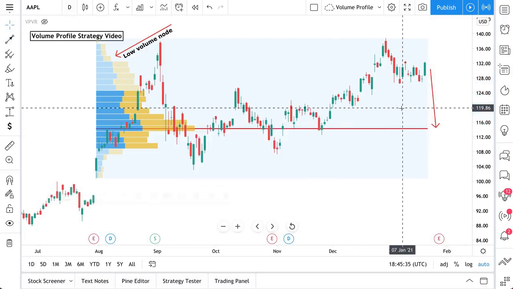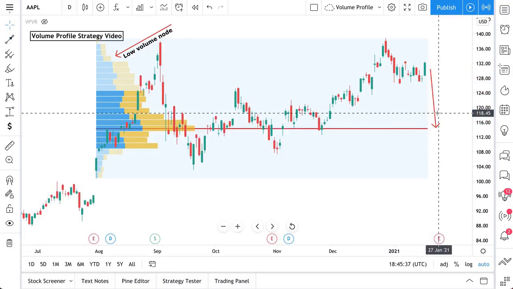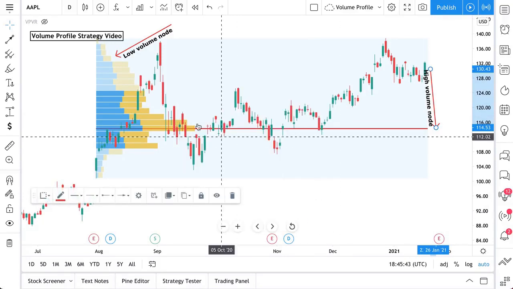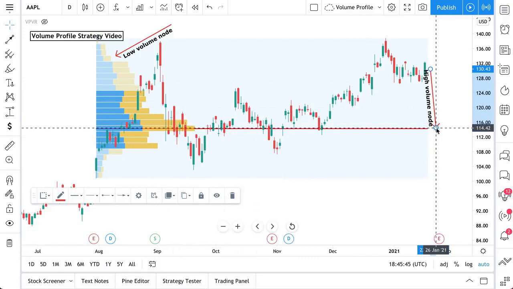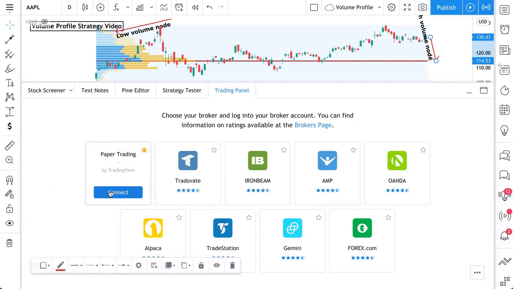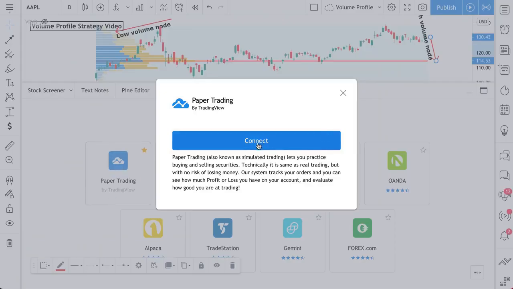This is a company that we've been watching. It's something we're interested in, and we're going to wait until it goes back to a high volume node. So this is a high volume node. When price goes back into this node, count us in. Check this out. We're going to open up our trading panel. In fact, we'll place this on a paper trade just so you can see it for yourself.